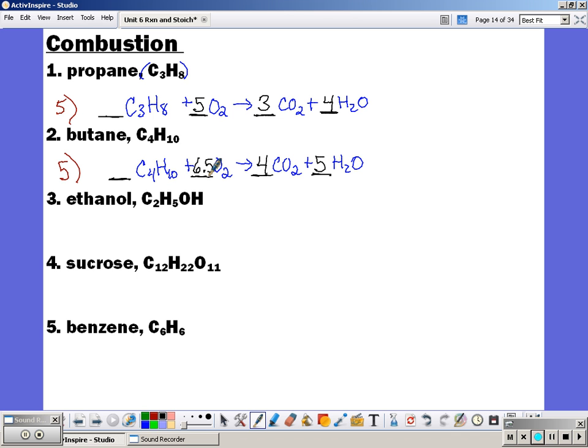This coefficient would be 1. So we're going to multiply all 4 of our coefficients by 2. 1 times 2 is 2. 6.5 times 2 is 13. 4 times 2 is 8. 5 times 2 is 10. Now we're balanced.